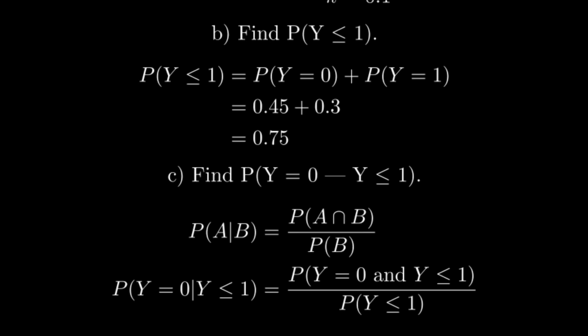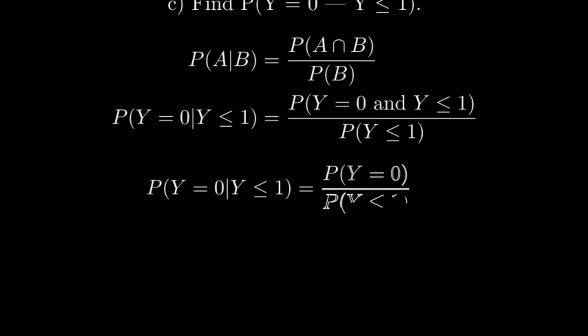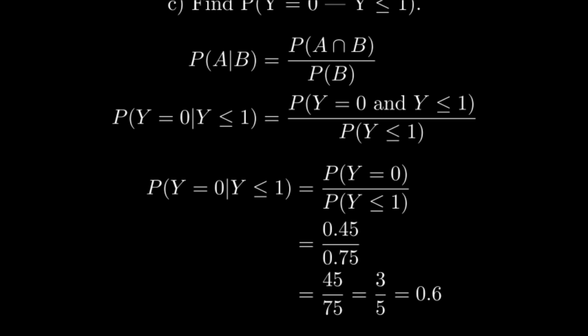The intersection of y equals 0 and y less than or equal to 1 is just y equals 0, because if y is 0, it's automatically less than or equal to 1. So our formula simplifies. This becomes the probability of y equals 0 divided by the probability of y less than or equal to 1. We already calculated that to be 0.75, and we know P(y equals 0) is 0.45. So we have 0.45 divided by 0.75, which simplifies to 45 over 75, or 3/5, which is 0.6. This means that if we know there is at most one crack, there is a 60% chance that there are actually 0 cracks.